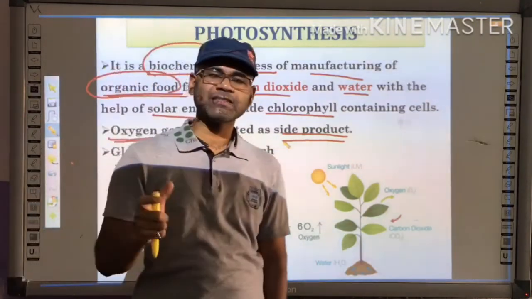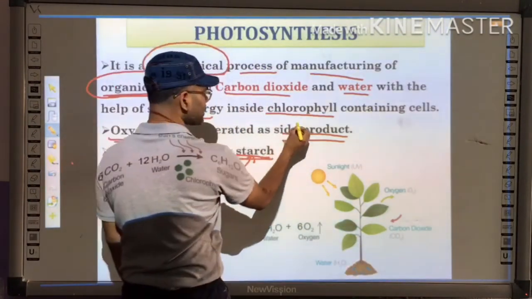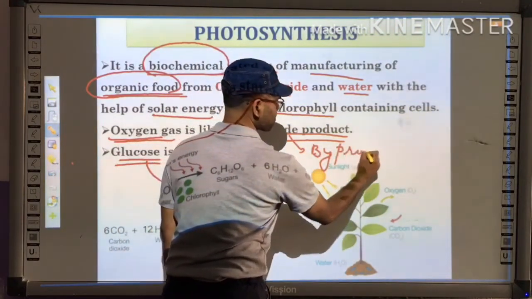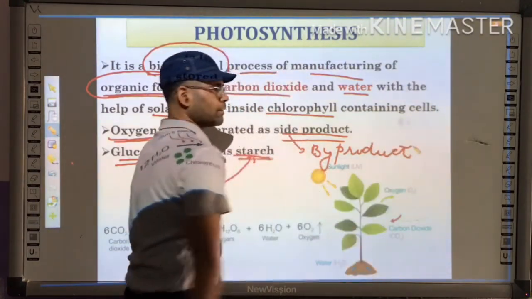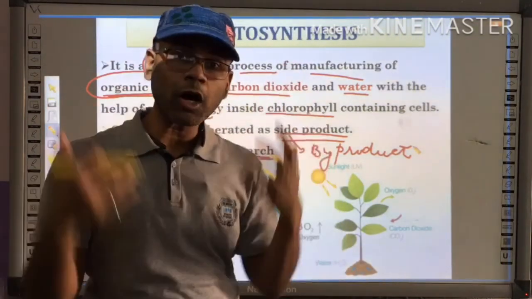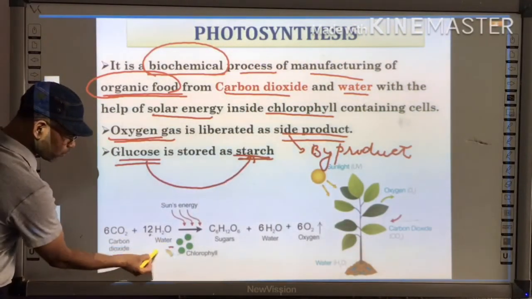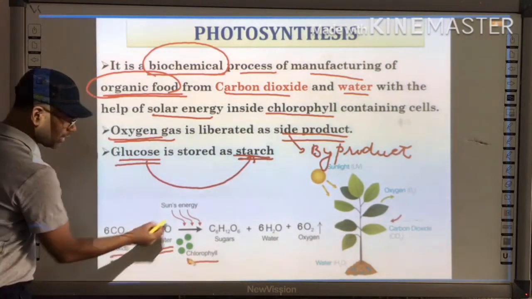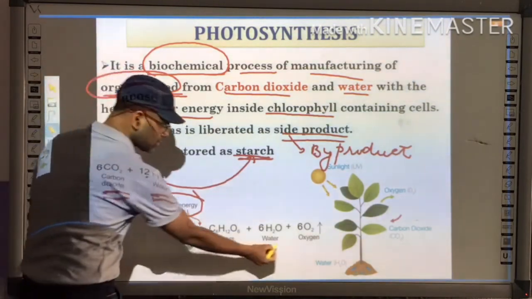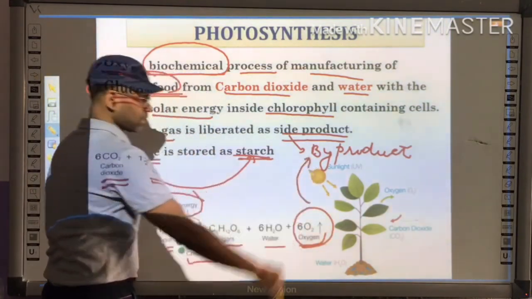It liberates oxygen gas. Why is this oxygen gas called a side product? We can say it as a side product, or we can also say it as a byproduct. What do you mean by byproduct? Byproduct means the product which is formed, and that product is not used by that particular organism. Carbon dioxide, when it reacts with water in the presence of chlorophyll and sunlight, provides sugar, that is glucose, and it liberates water as well as oxygen. So here oxygen is coming as a byproduct.